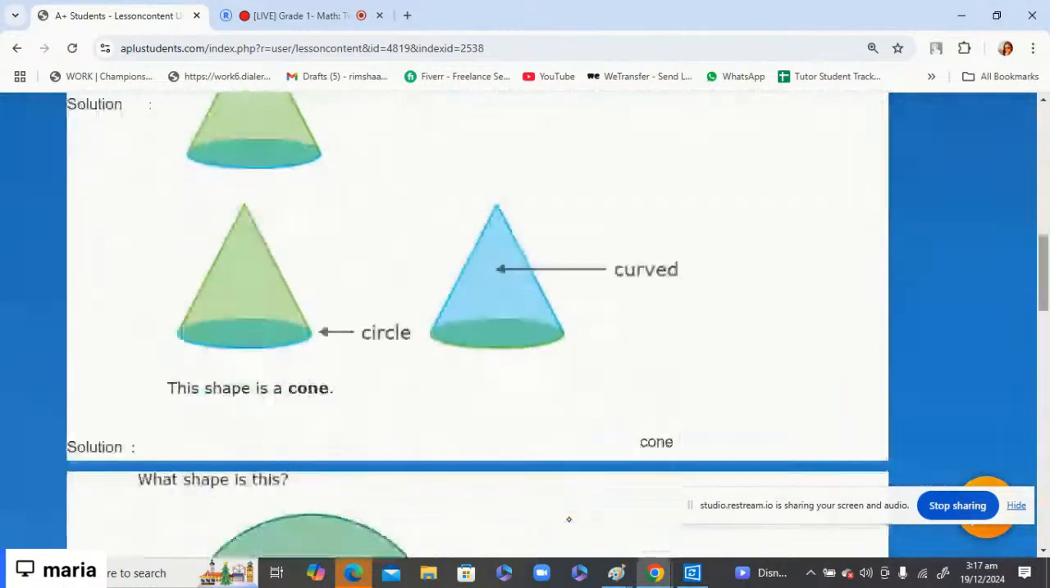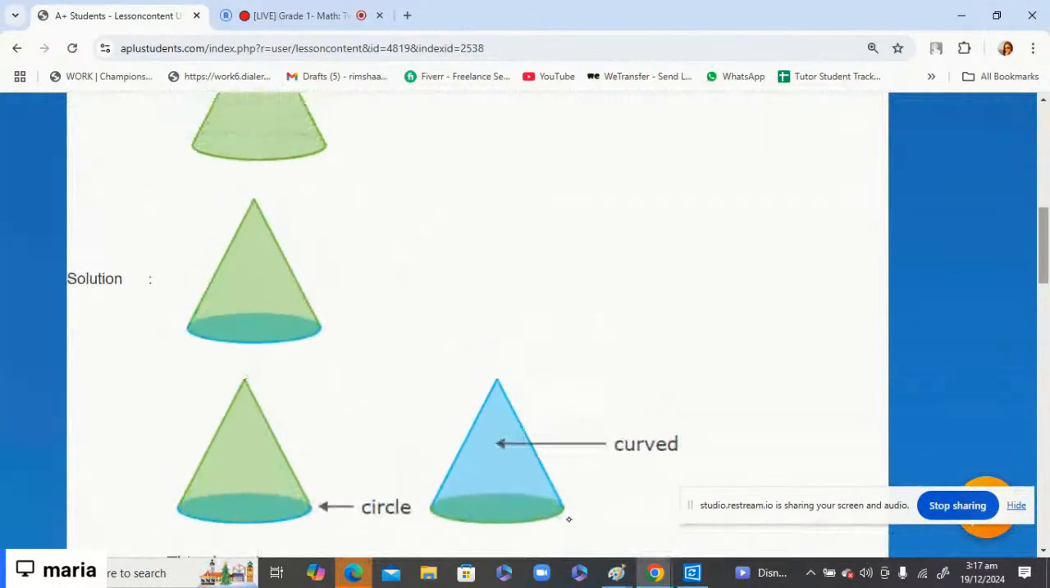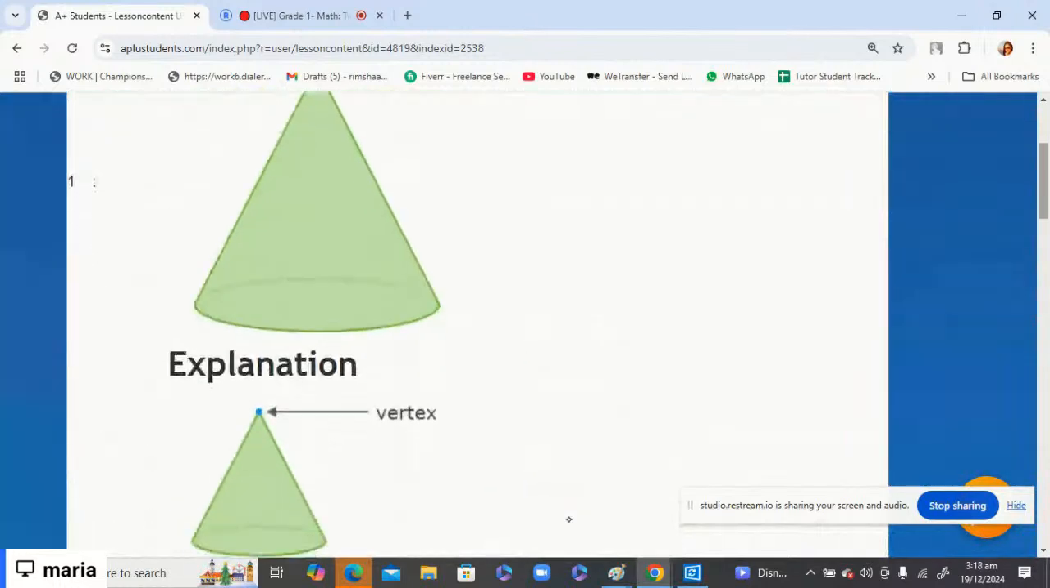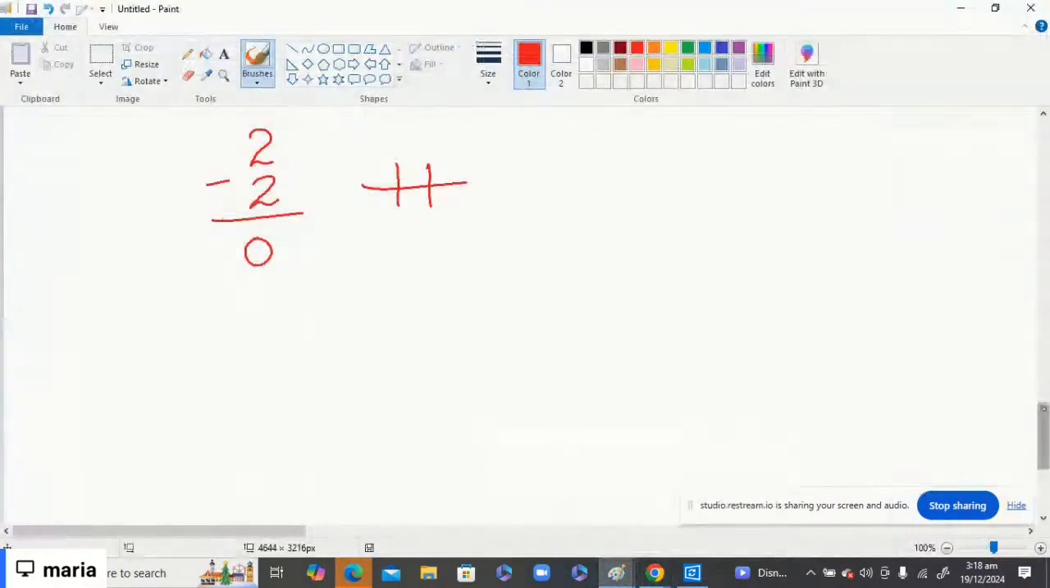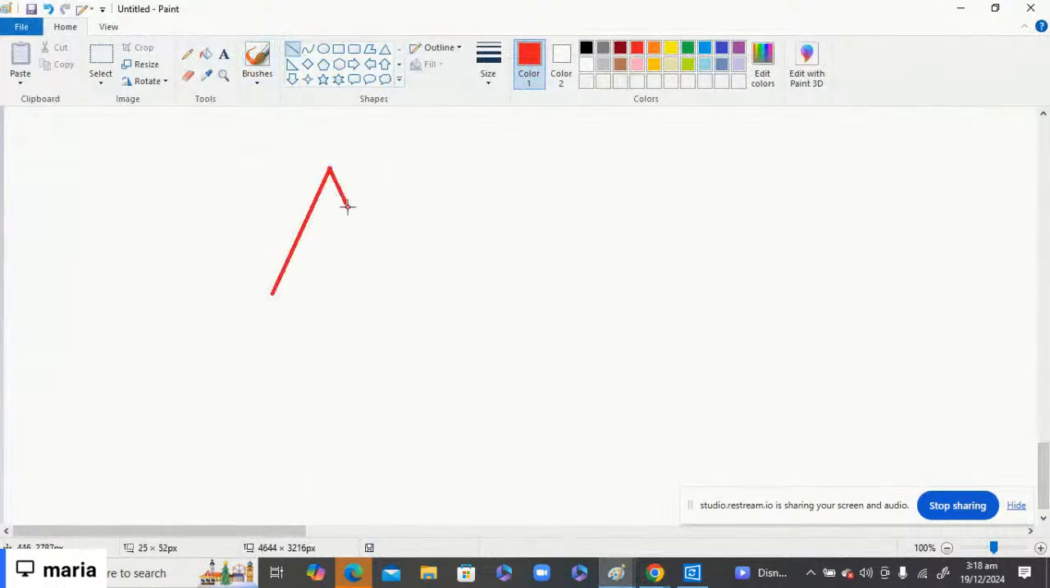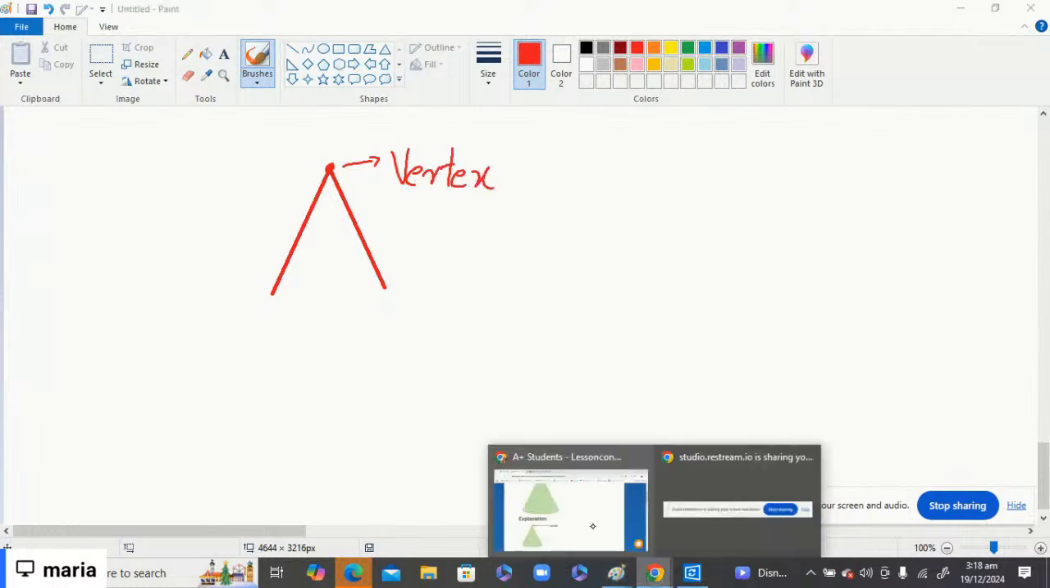This shape name is cone. How is it a cone? Look at here. This top point where the two lines meet is called the vertex. Vertex is basically where two lines meet. Here the two lines meet, so this is called the vertex. What is this called? Vertex.